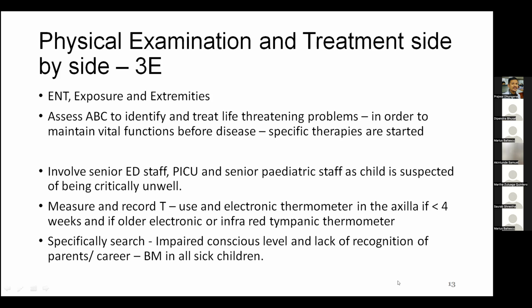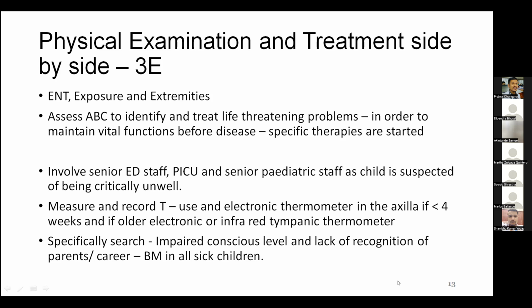So basically, history, examination and treatment go side by side, especially in the pediatric age groups. It is not like you take a history, do a physical examination and then go to treatment. Sometimes if we find any red sign, we have to go directly to treatment, and later take the history and examination. For the pediatric age group, there is a mnemonic, 3E, which stands for ENT, exposure and extremities. It is basically for the physical examination of the pediatric age group.